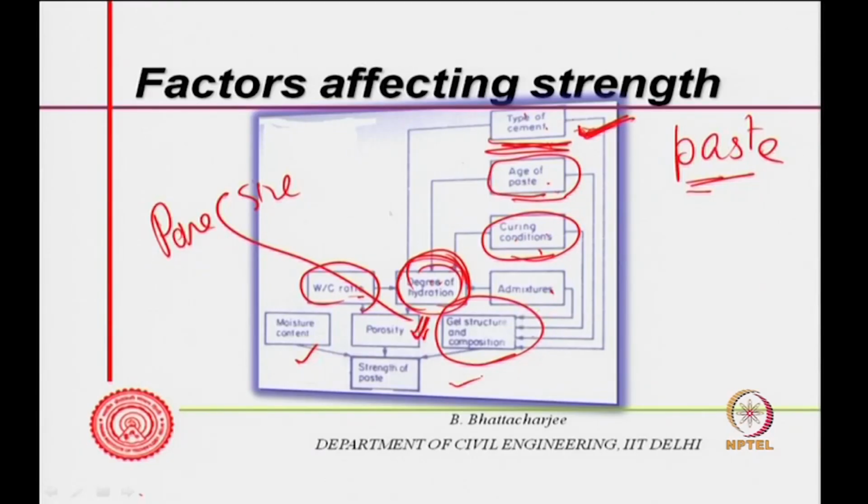So, the moisture condition is also important. So, strength of the paste, therefore, is governed by type of cement, age, curing condition and admixtures. Of course, the strength is governed by porosity and pore sizes, which is governed by type of cement, age, curing condition, any admixtures that you are adding. Degree of hydration is controlled by all of them, and they control the porosity.